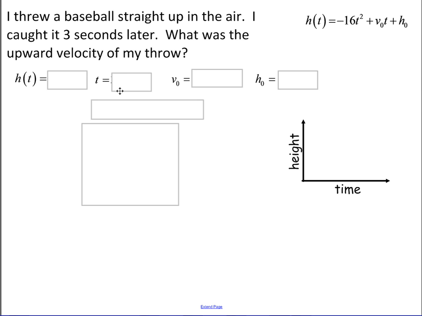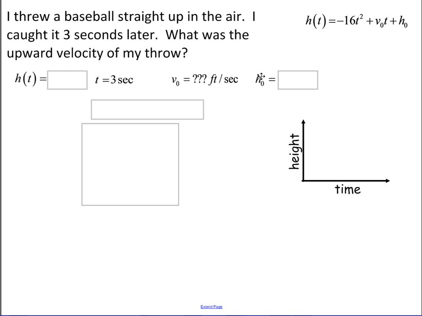Same equation as the last problems that we did with the ball on the building. We know that if we have 3 seconds in the air, our t is going to be equal to 3 seconds. Our initial velocity is what we're trying to solve for. What was the upward velocity of my throw? What was my initial velocity when I released the ball out of my hand? So we don't know that.